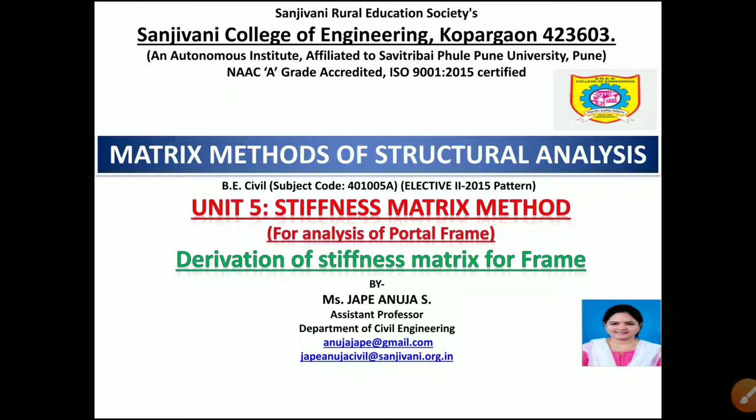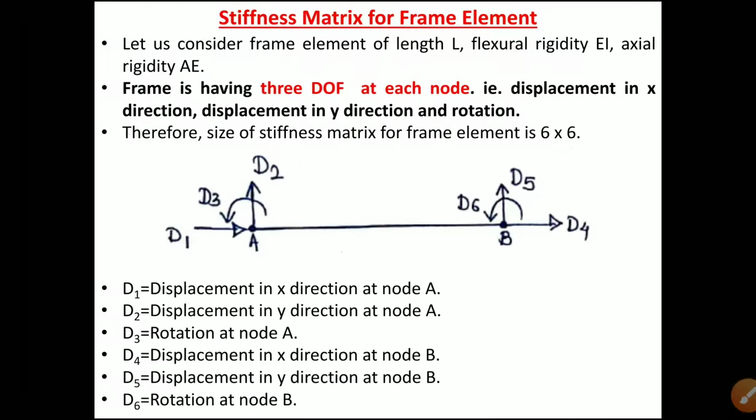So here we have started with unit number 5, Stiffness Matrix Method for the analysis of portal frame. So let us see, very first, the derivation of the standard stiffness matrix for portal frame. So here we consider a frame element of length L, flexural rigidity EI and axial rigidity AE.